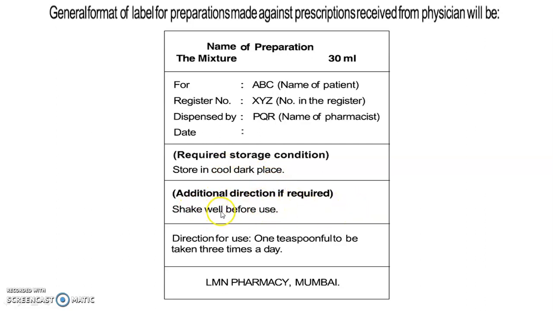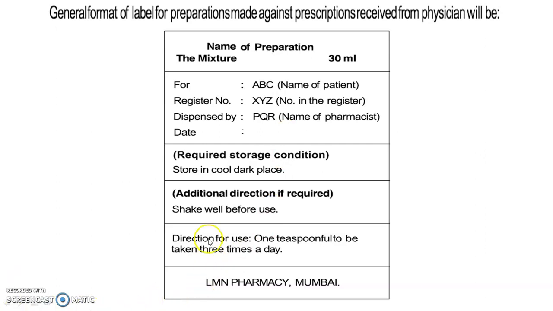For example, in the case of liquid dosage forms, there must be written "shake well before use." Then direction for use: some directions for the patient which should be followed before using the specific dosage form. For example, take 1 teaspoonful 3 times a day. The patient can take 1 teaspoonful of that formulation 3 times a day.